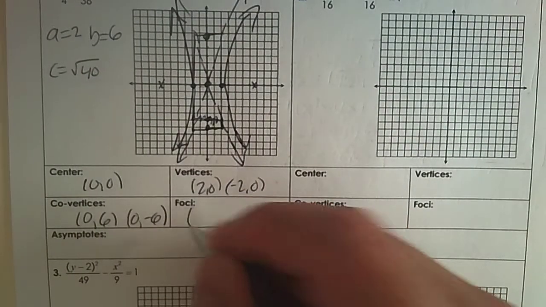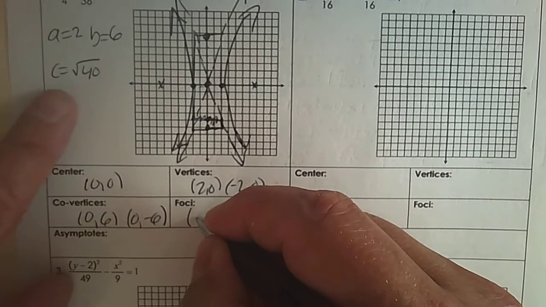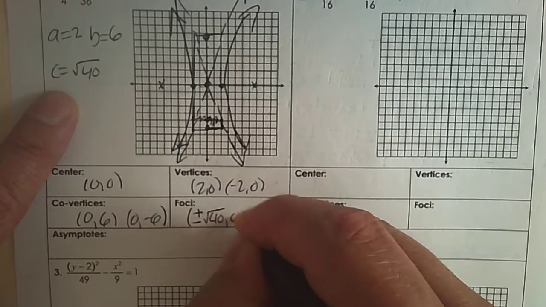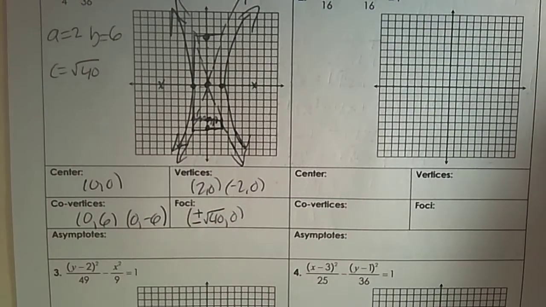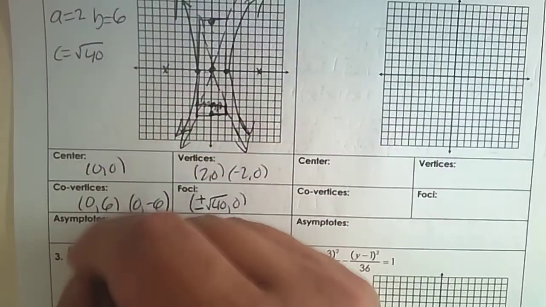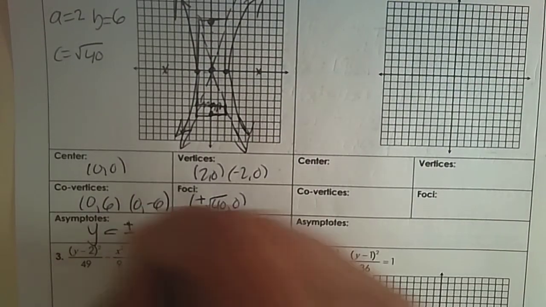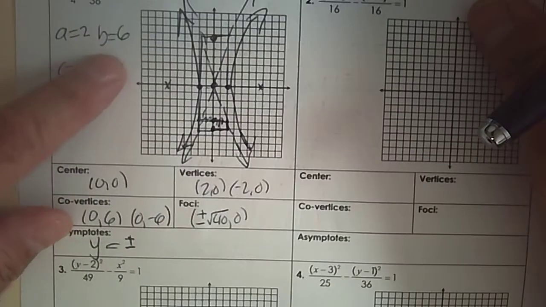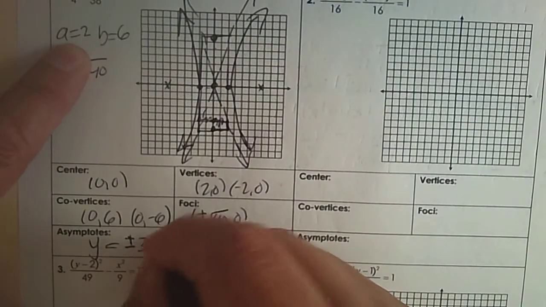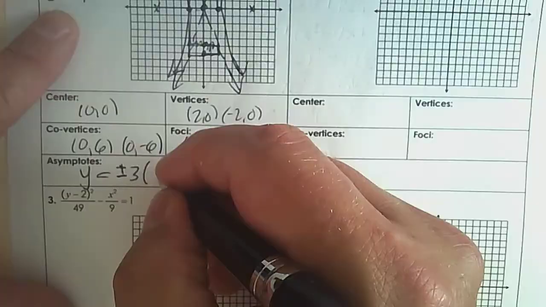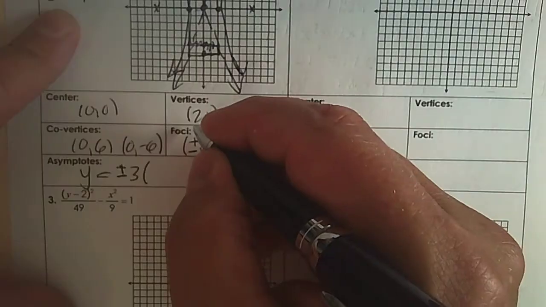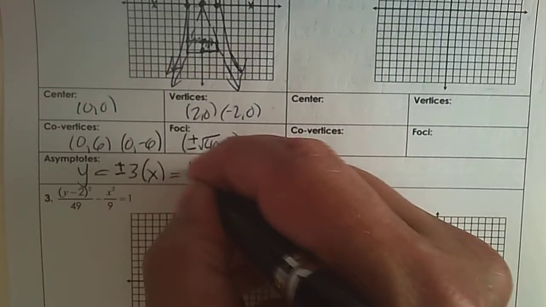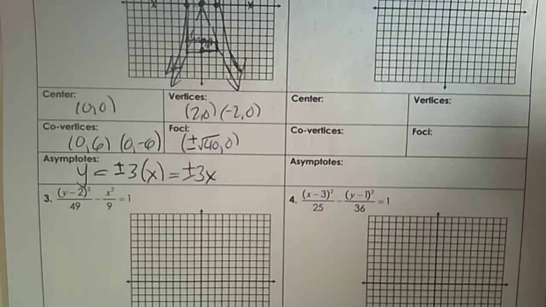So our foci went with the x. The x coordinate is positive and negative root 40. Now the asymptotes. Rise over run. So y equals positive and negative rise over run. Our b goes with the y, so it's 6 over 2. And 6 over 2 is 3, or you can write 6 over 2. And then our center was 0, 0. So it's just plus or minus 3x for the asymptotes.